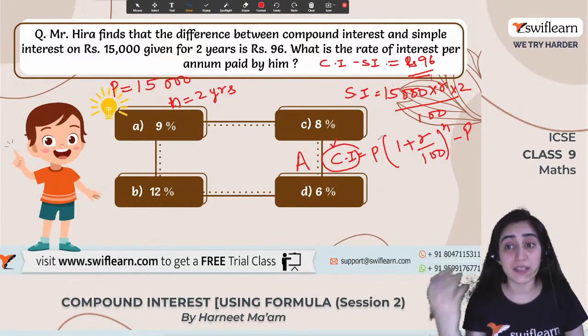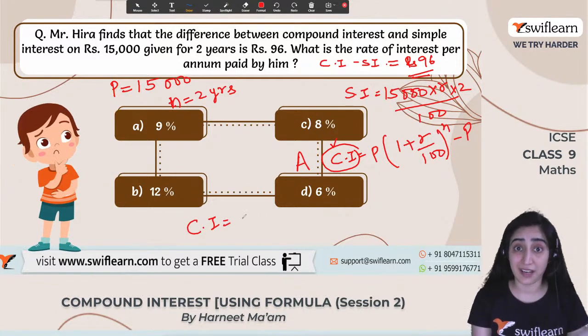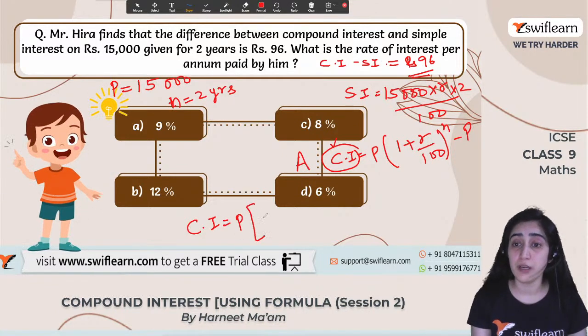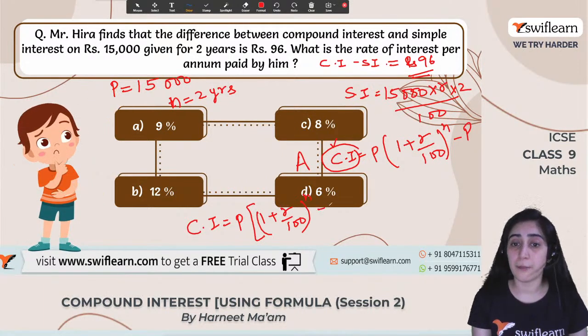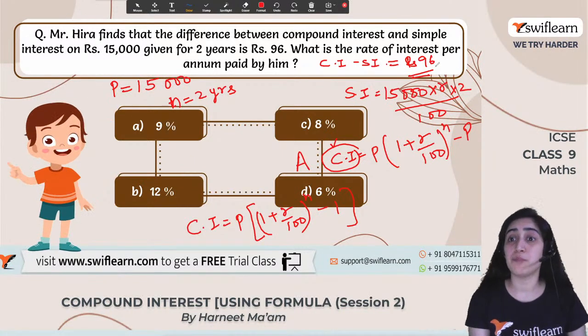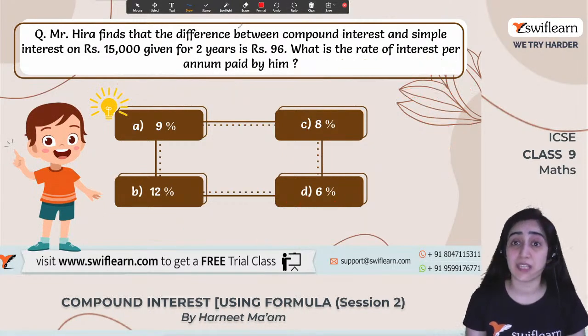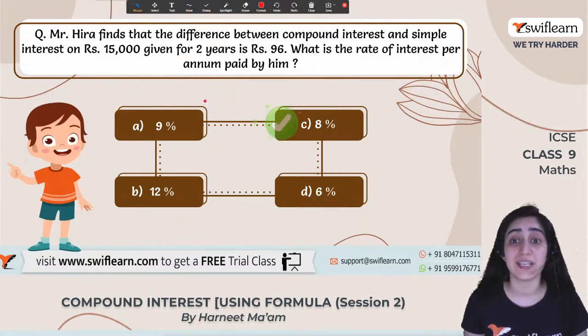Compound interest, you have to minus the principal. We have already studied this exam answer. Directly the formula is, we'll take the P common: 1 plus R by 100 to the power n minus 1. So we can simply substitute the values and put it equal to 96 and you'll get the answer, and the right answer is 8%. Well done, students, that's right.